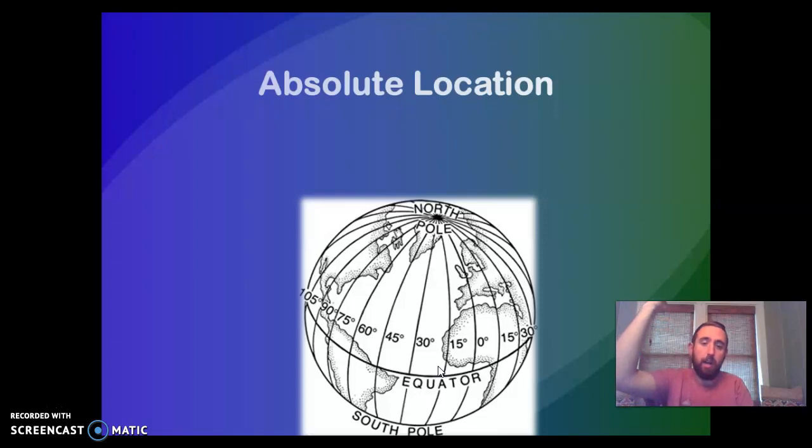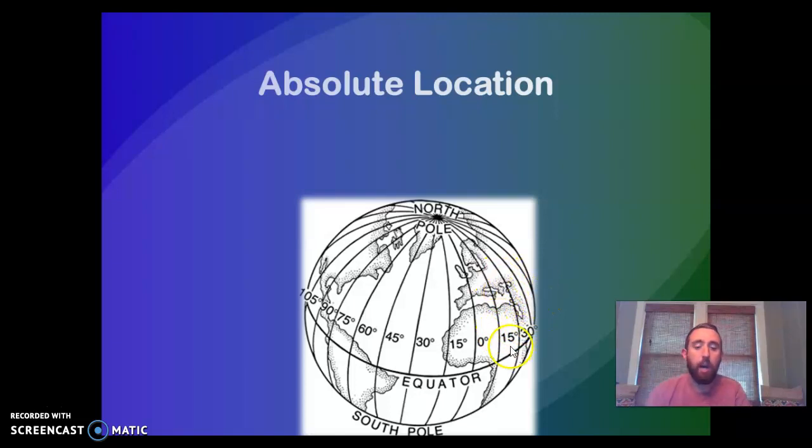Okay, so it goes from north to south, but these lines actually measure degrees east and west. For example, we've got this imaginary line right here, the zero point called the prime meridian. So that's considered 0 degrees east and west. That's our starting point.